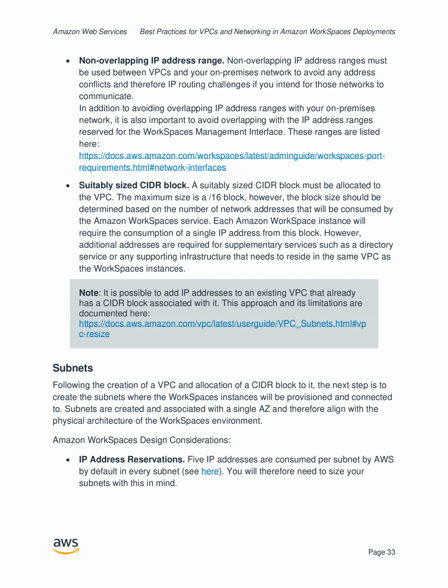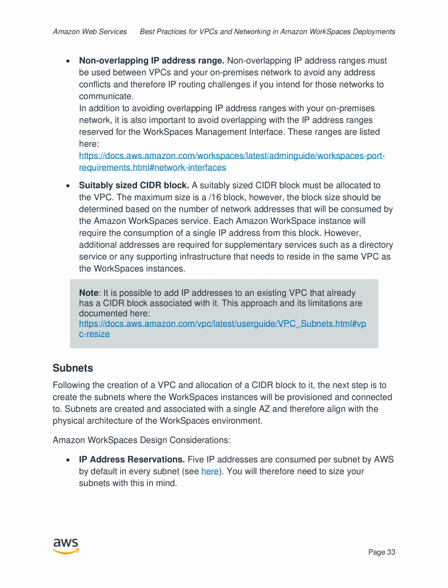Non-overlapping IP address range. Non-overlapping IP address ranges must be used between VPCs and your on-premises network to avoid any address conflicts and therefore IP routing challenges if you intend for those networks to communicate. In addition to avoiding overlapping IP address ranges with your on-premises network, it is also important to avoid overlapping with the IP address ranges reserved for the WorkSpaces management interface. These ranges are listed here: https://docs.aws.amazon.com/workspaces/latest/adminguide/workspaces-port-requirements.html#network-interfaces.